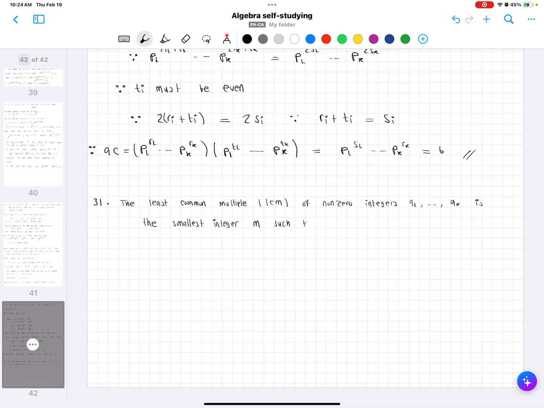such that ai divides m for i from 1 to k, and is denoted by [a1, a2, up to ak].